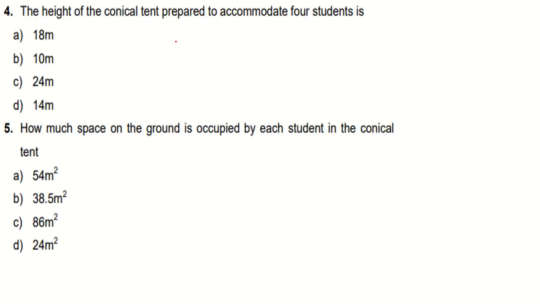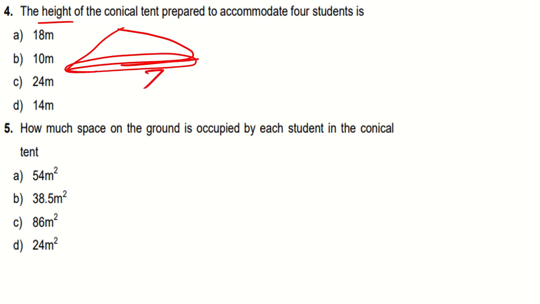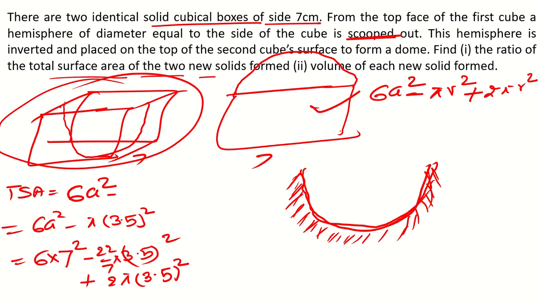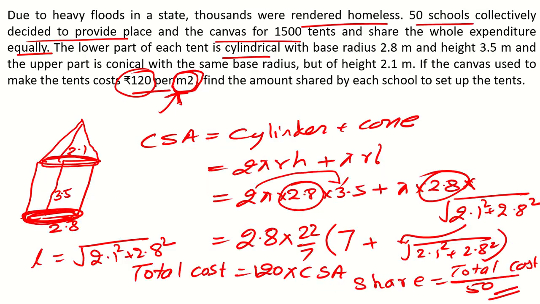Now, the height of the conical tent prepared to accommodate 4 students. Here we need to find the height of the conical tent. If you remember, the radius of the base was 7, if I am not wrong, let's check it. Yes, it is 7, and the total area of the canvas was 551, but 1 meter square was waste, so it was 550 only. So this is the canvas they have. Okay, so what can we do with this?